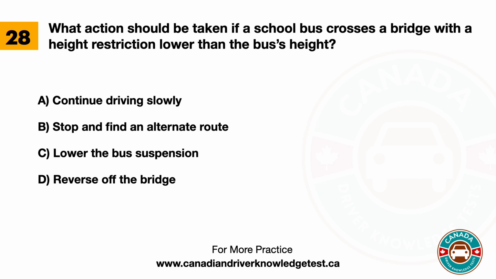Question 28. What action should be taken if a school bus crosses a bridge with a height restriction lower than the bus's height? A. Continue driving slowly. B. Stop and find an alternate route. C. Lower the bus suspension. D. Reverse off the bridge. The answer is B. Stop and find an alternate route.